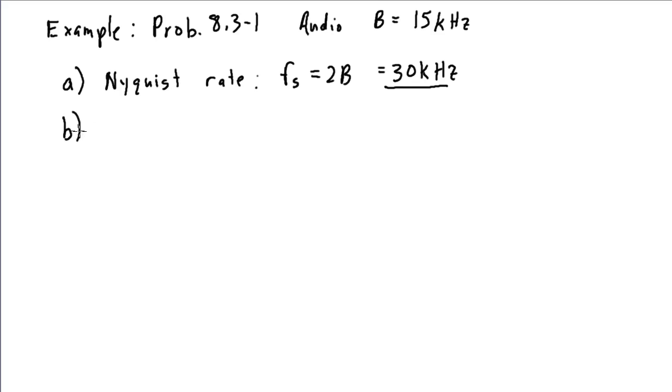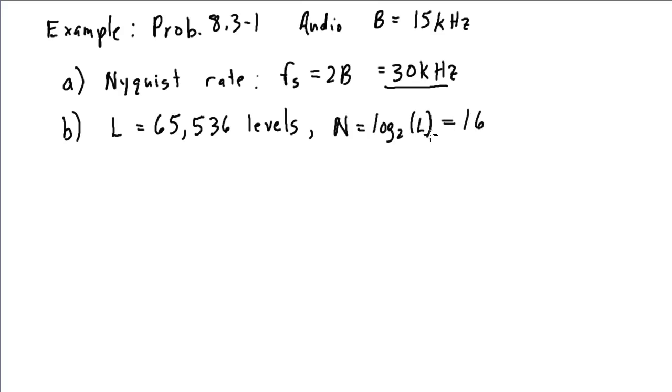And then part B is they give us the number of levels. It's 65,536 levels that are used in quantization for CD audio. What's the corresponding number of bits? You may know this, but N is the log base 2 of L, and that turns out to be 16 bits. So with 2 bytes or 16 bits, we can quantize our audio signal using 65,536 different levels.